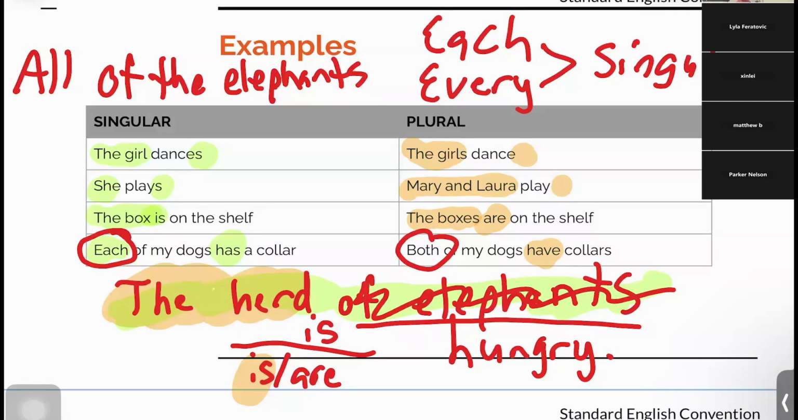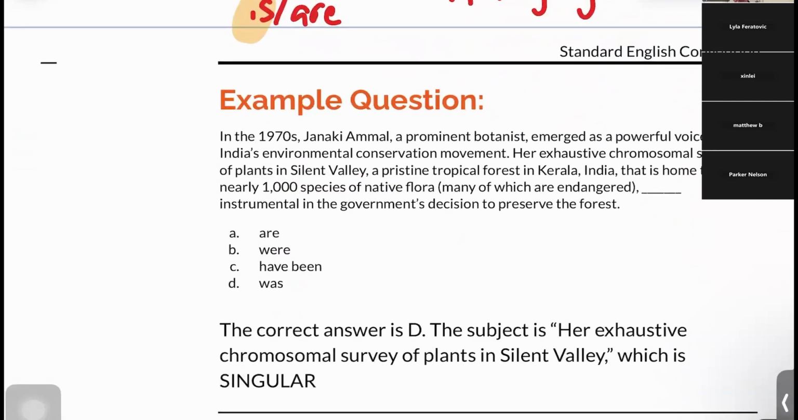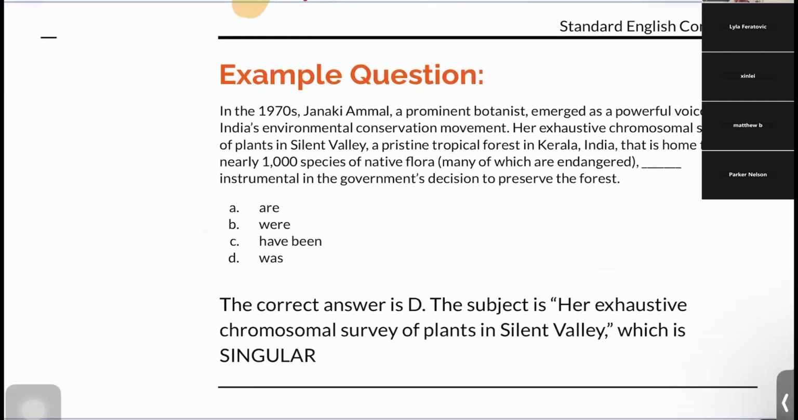So if you see that of, I'd say 95% of the time, ignore what's after the of and just zoom in on your simple subject, the herd. But if you see the word all, you need to figure out, is the all talking about a plural thing or a singular thing? And then from there, that'll tell you whether you need to go singular or plural. But yeah, those are all the things to keep in mind when it comes to this step of the process. So let's walk through an example.